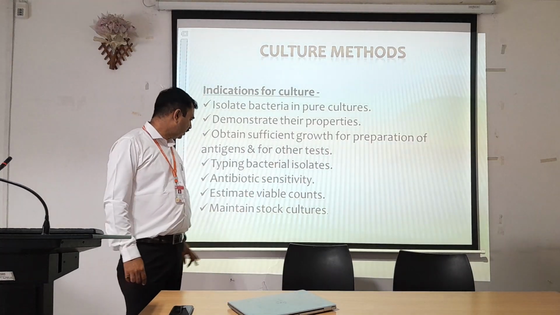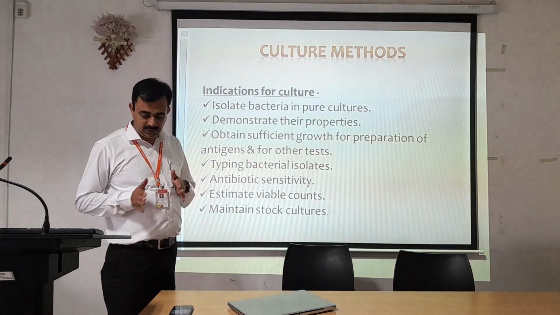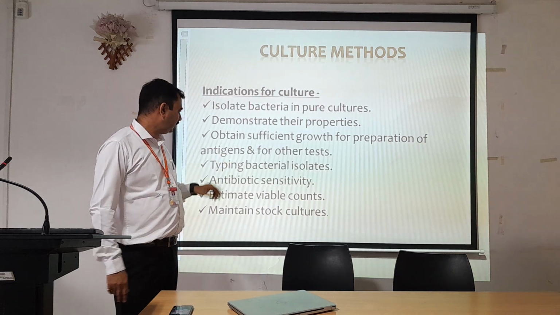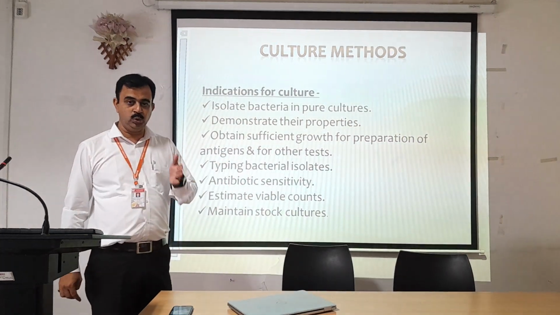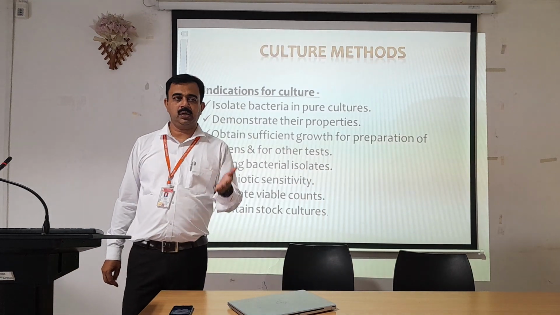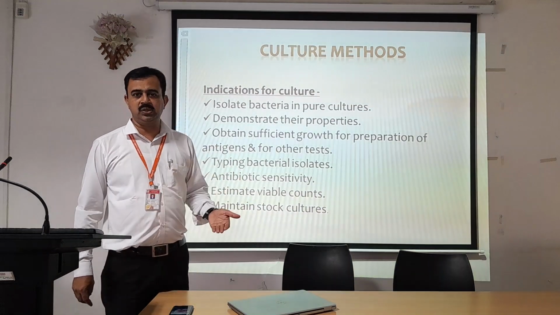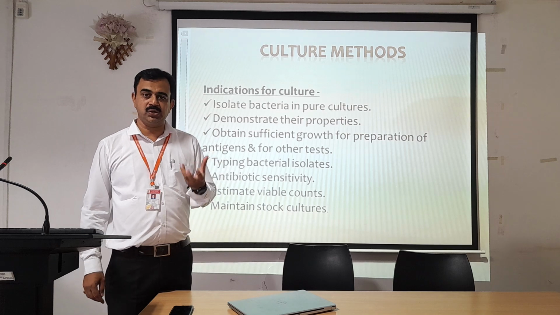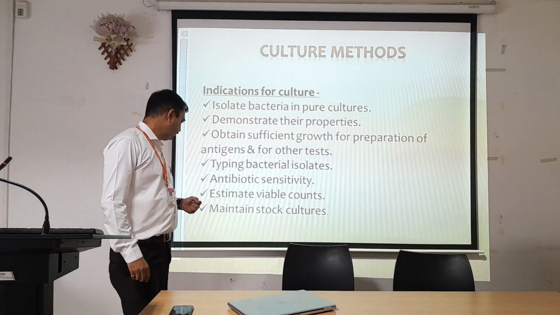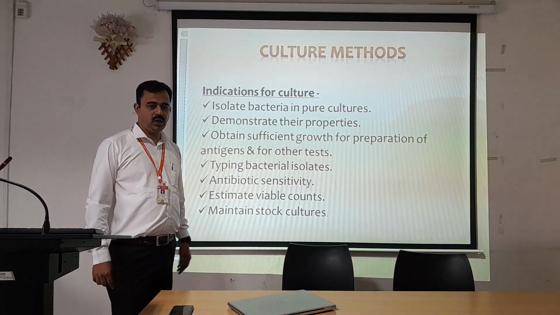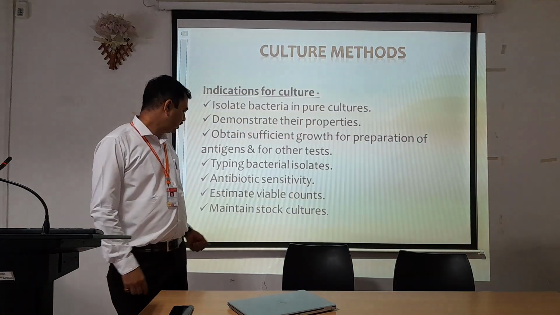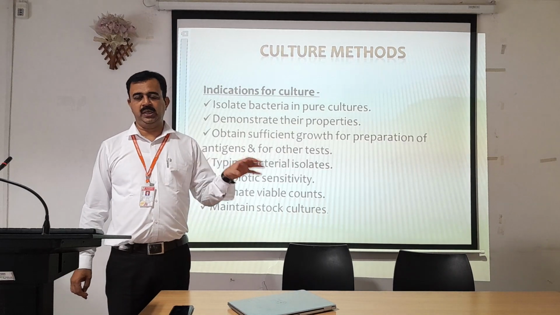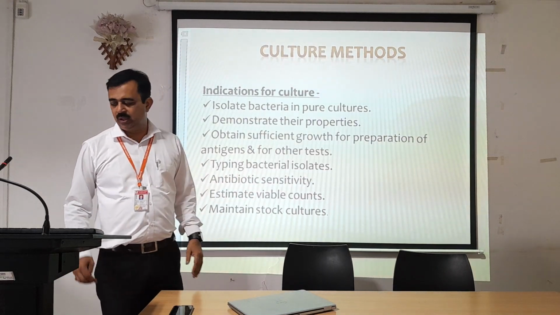Typing bacteria and isolates means what sort of bacteria are present over there can be easily clarified. Antibiotic sensitivity. Now you need to have a particular kind of pure culture. Then and only then you can easily detect the resistance of the particular bacteria. Estimate a viable count. How many bacteria are cultured inside that medium can easily be demonstrated. Maintain stock culture. In order to maintain the stock cultures, they can easily remain viable.